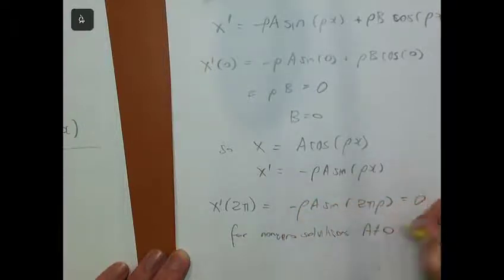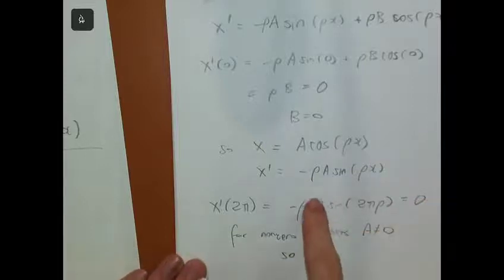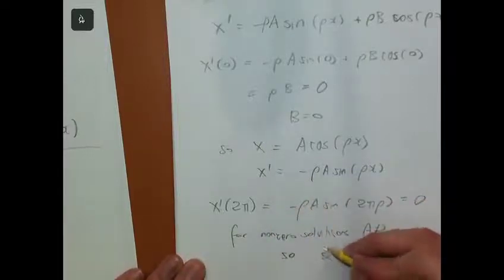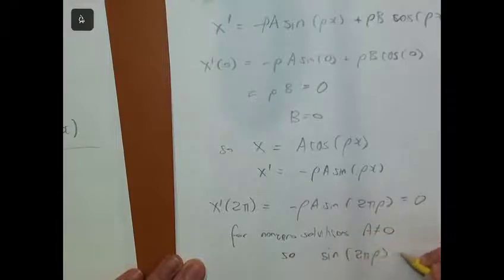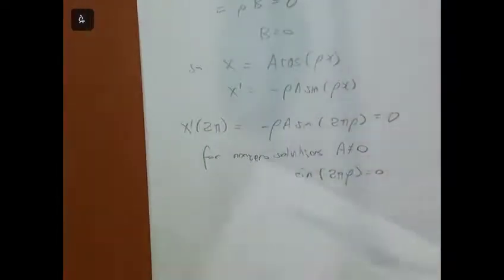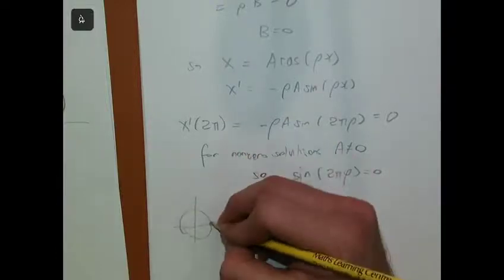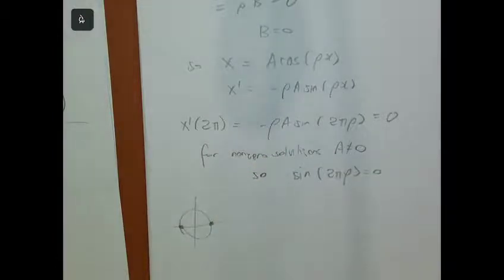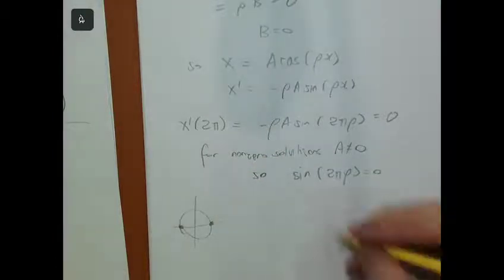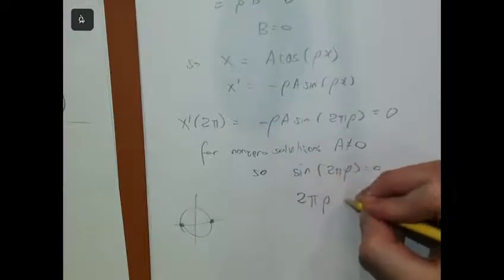let's say that a is not 0, and so that means that I can divide by the a and the rho, and I just get sine of 2 pi rho is 0. And that is good, because that's going to tell me what rho has to be. The only way that sine of thing can be 0 is if that thing is an integer multiple of pi. Sine is 0 there on the unit circle. And so I know that 2 pi rho is some multiple of pi.